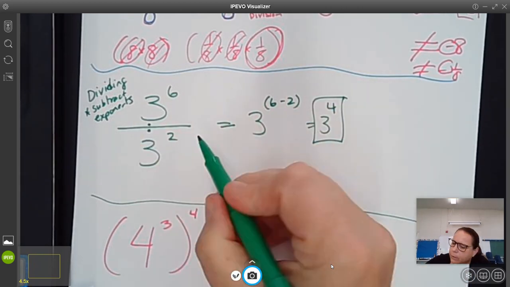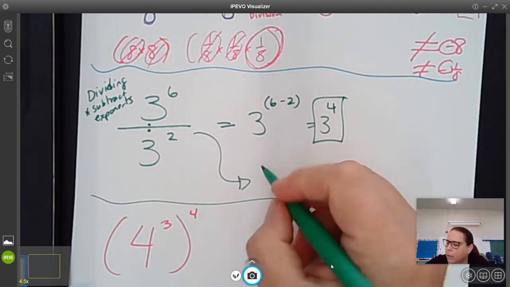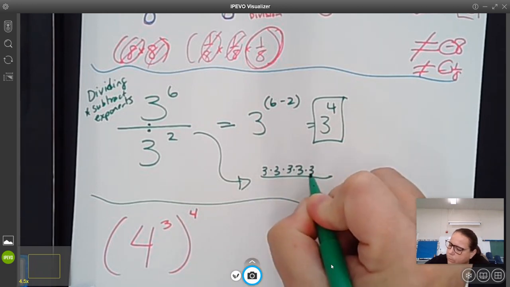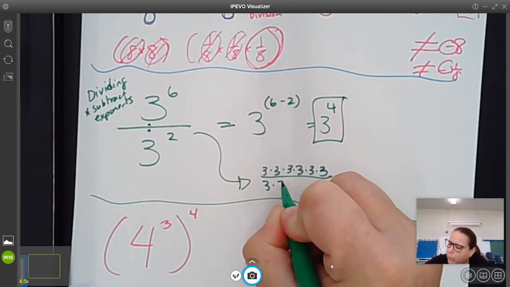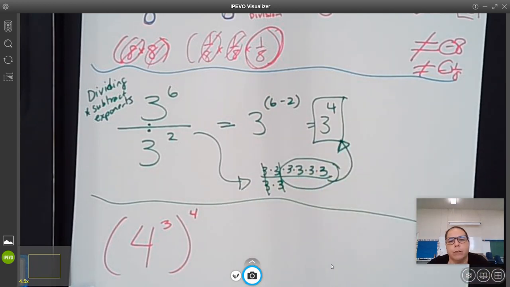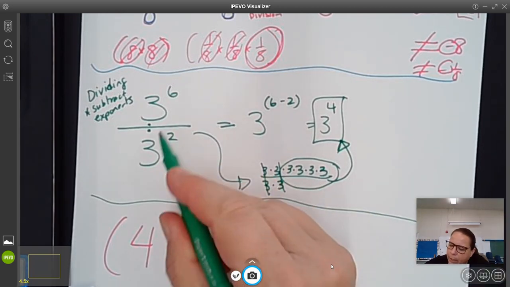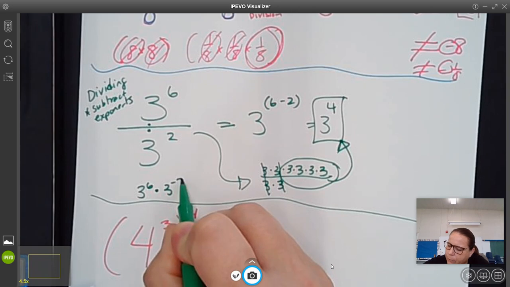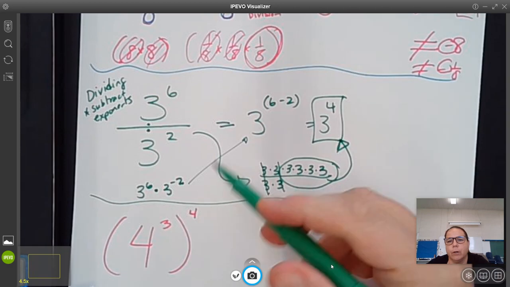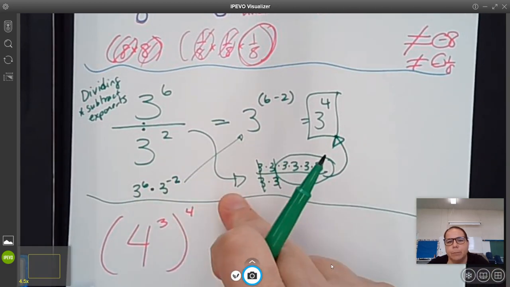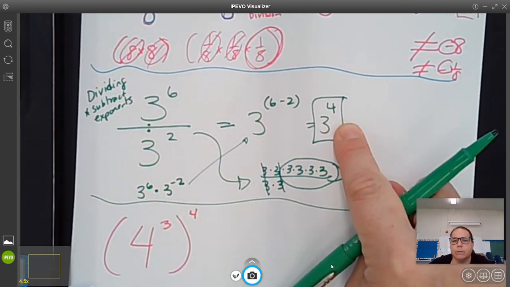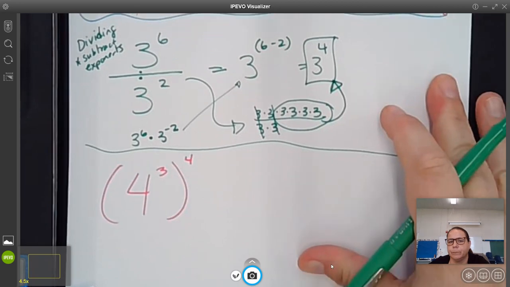The other way you could have thought of this is 6 threes multiplied by 2 more threes. These cancel off, and you're left with 3 to the 4th. And you could have also thought of this as 3 to the 6th times 3 to the negative 2, and then if you add your exponents, you would have ended up over here. So lots of different ways that you can think about the same problem. For me, I just like to go straight away. This is division, so I'm going to subtract my exponents, and that would be the answer.